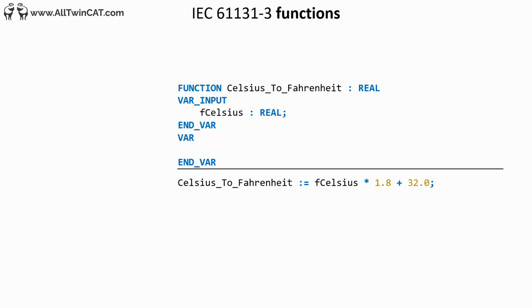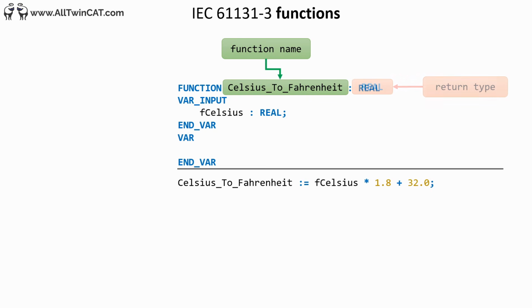Now we look at functions, which are used to perform certain actions and they are important for reusing code. Define the code once and use it many times. A function consists of a function name, in this case Celsius to Fahrenheit. Don't be afraid of long function names. They should clearly describe their intent. Next, a function can have a return type. In this case, we want to handle floating point values such as 22.5 degrees, and thus we need to return a real or long real.